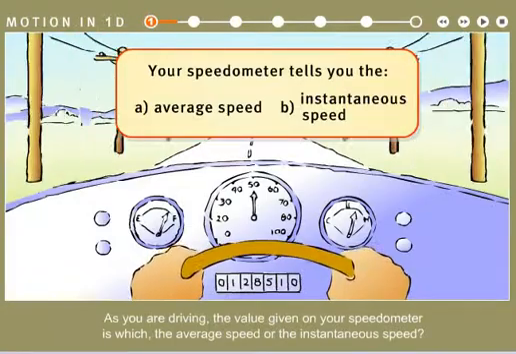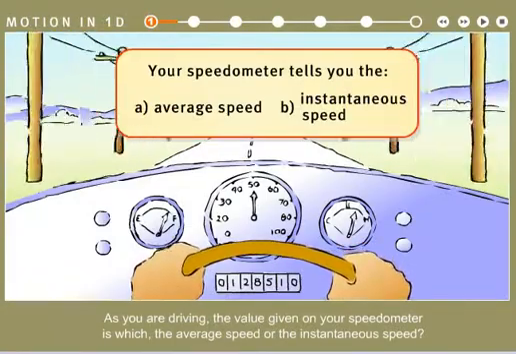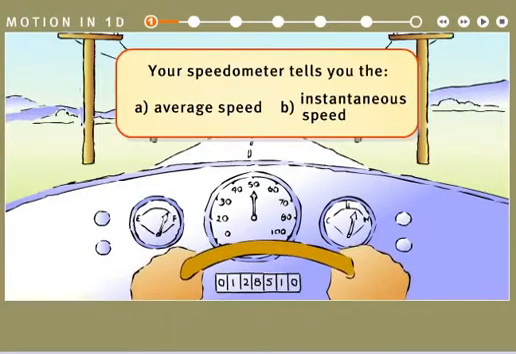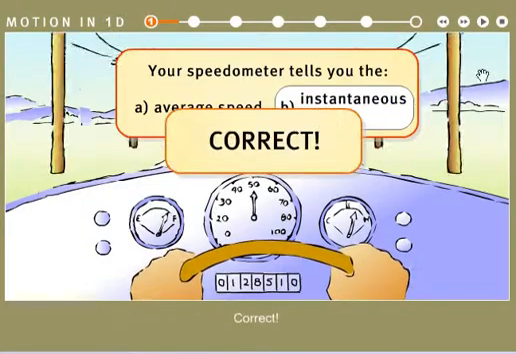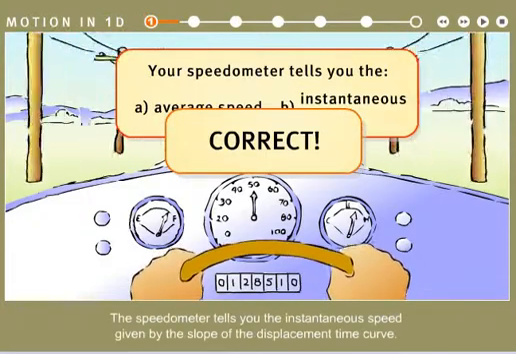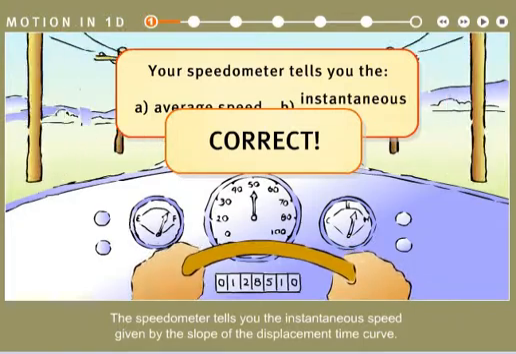As you are driving, the value given on your speedometer is which? The average speed or the instantaneous speed? Correct. The speedometer tells you the instantaneous speed given by the slope of the displacement time curve.